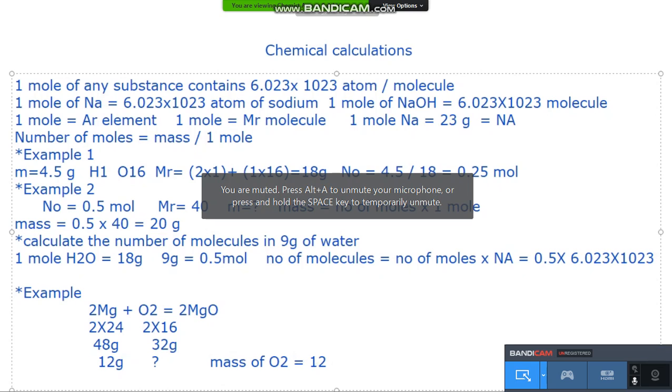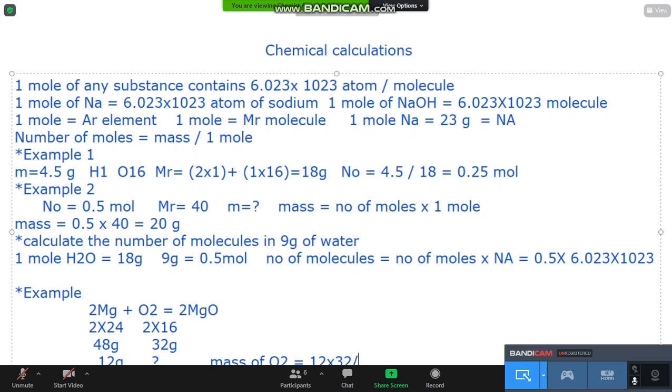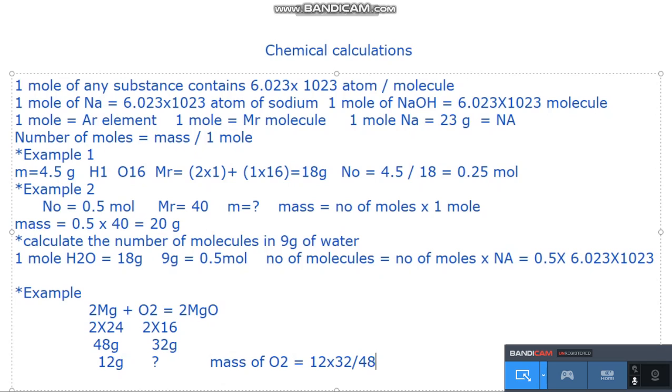The mass of oxygen equals 12 multiplied by 32 divided by 48. Now, can you calculate this? It will give 8 grams. So we need 8 grams of oxygen. 8 grams of oxygen are needed to react with 12 grams of magnesium to give 2 moles of magnesium oxide.